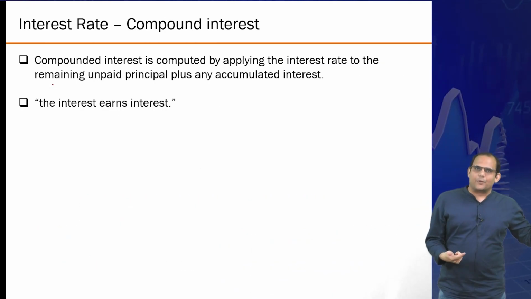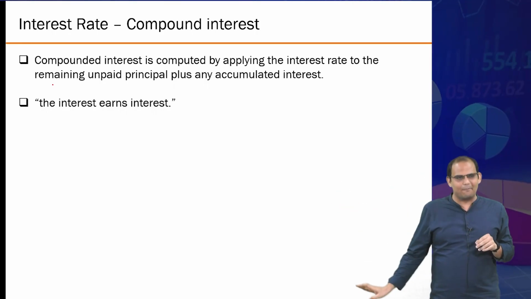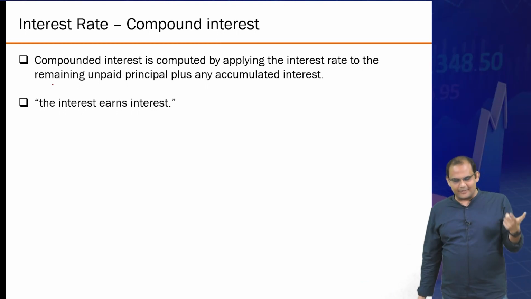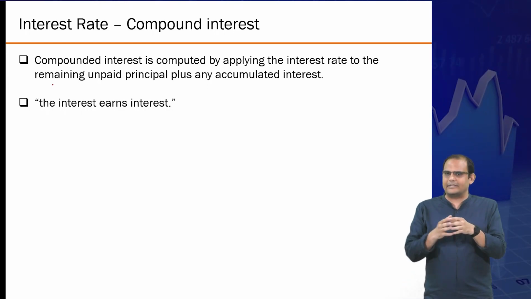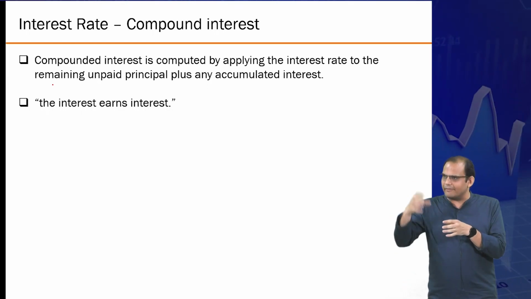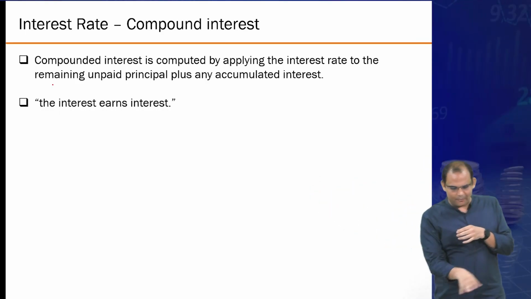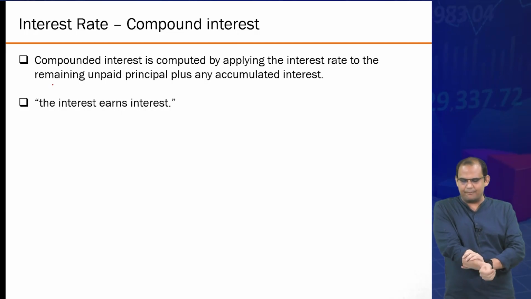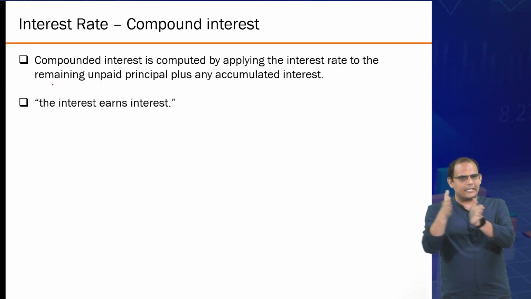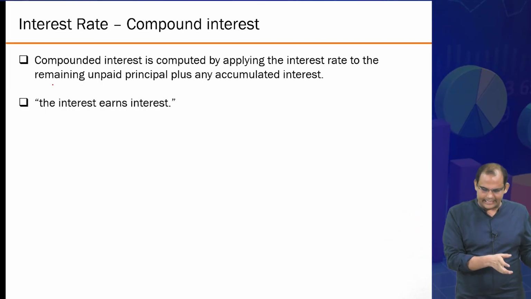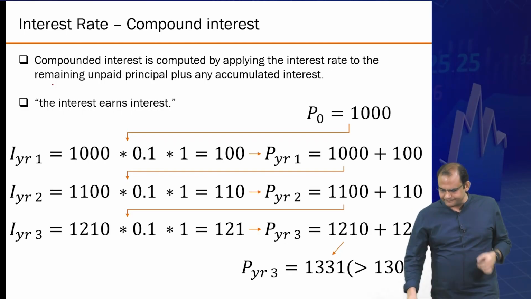Now, coming to the little bit more complicated and the most complicated concept of this course, compound interest. As some of you had pointed out earlier, it is different from simple interest in a way that the interest also accumulates more interest if it is invested for another year, right? So the formal definition is that compound interest is computed by applying the interest rate to the remaining unpaid principal plus the accumulated interest. In a sense, the interest also earns interest. I'll give you a very simple example.